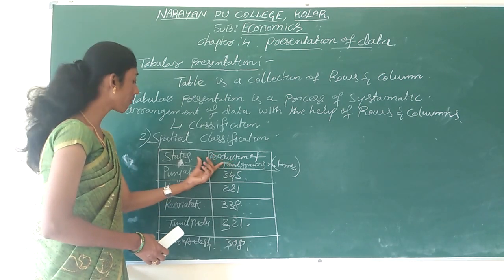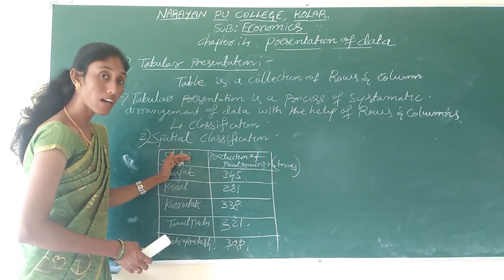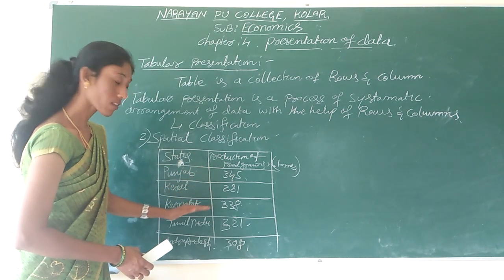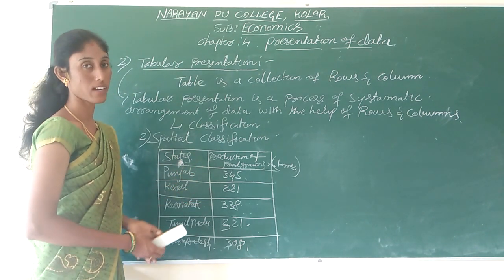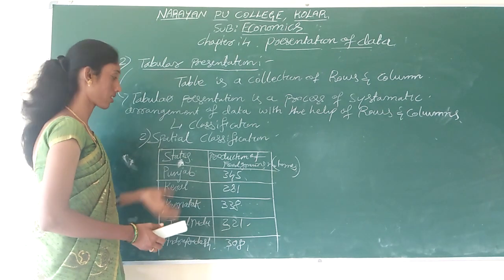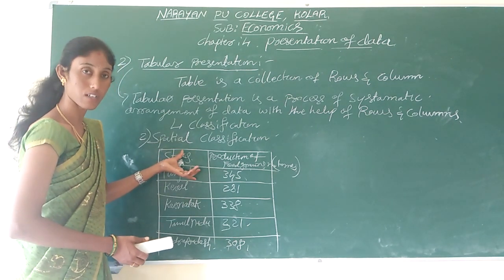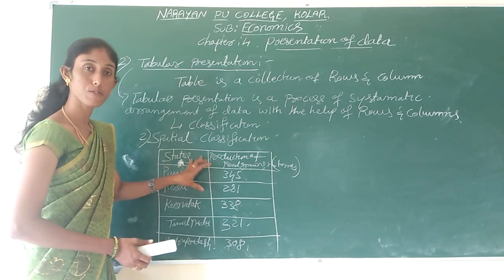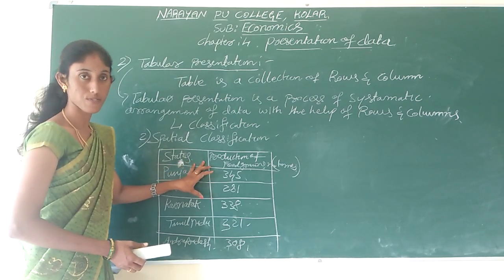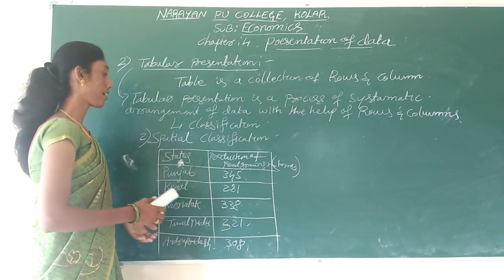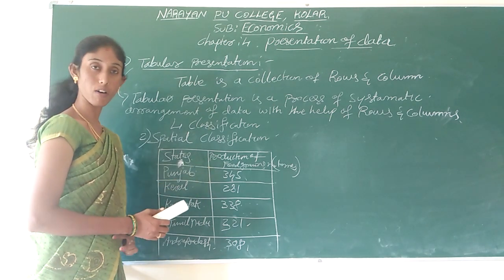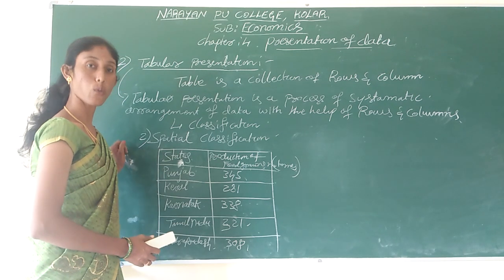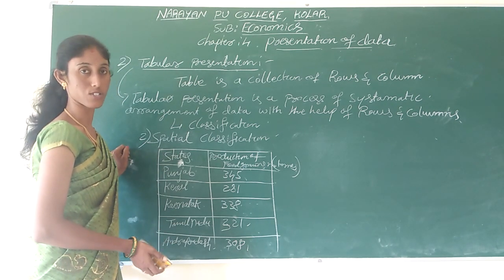better understanding, if we are classifying the data based on the states, then it will be termed as a spatial classification. This is how the presentation of a table looks for the spatial classification. Understood? And next we move to one more form of classification, that is qualitative classification. Good, got it?